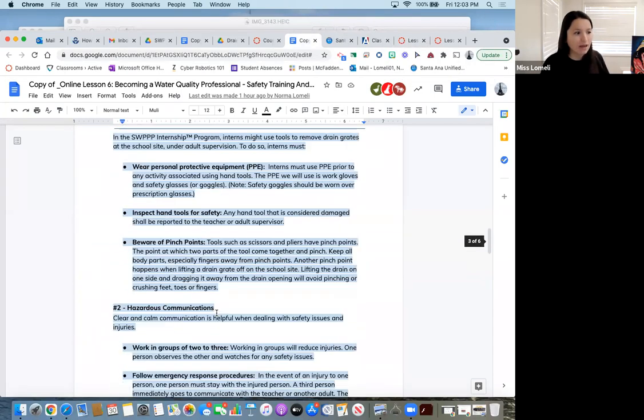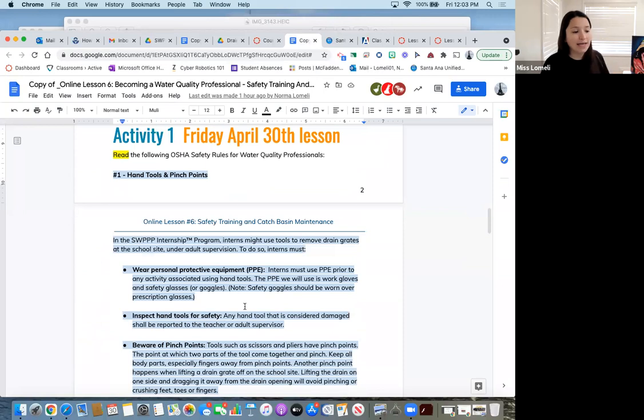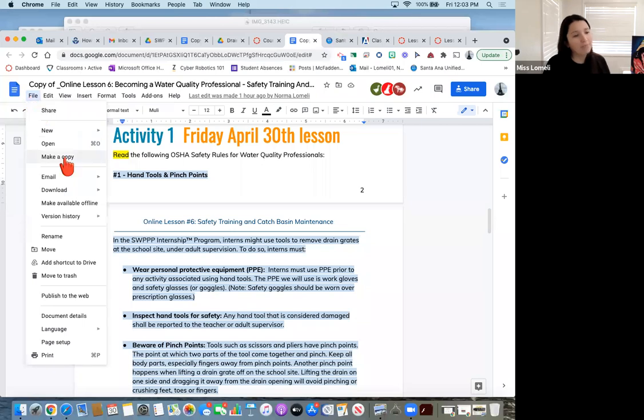They're just hidden. If you want to highlight it in a different color or make notes, all you have to do is click File, make a copy. It will make a copy for yourself, and that's how you can add comments, highlight, do whatever you want, because then you have your own copy and you can have it forever and ever.